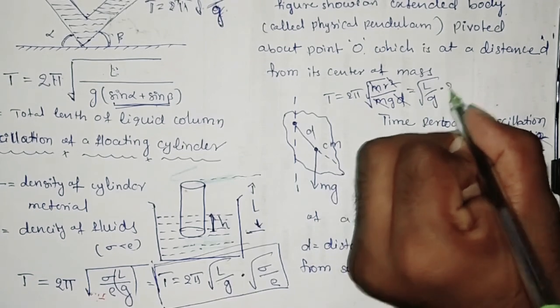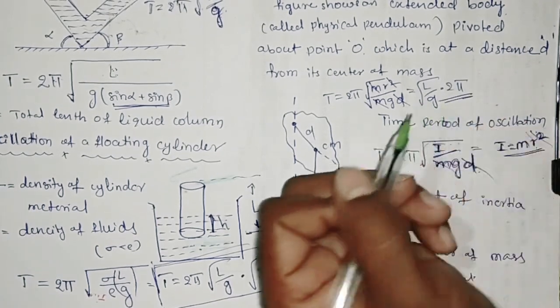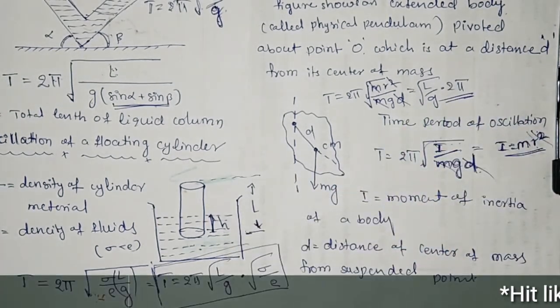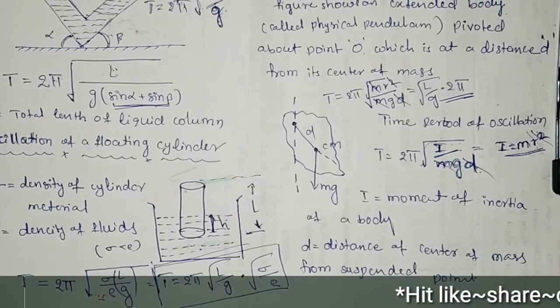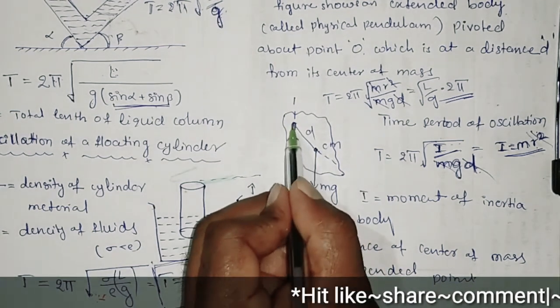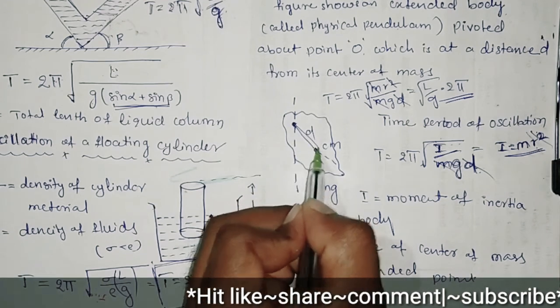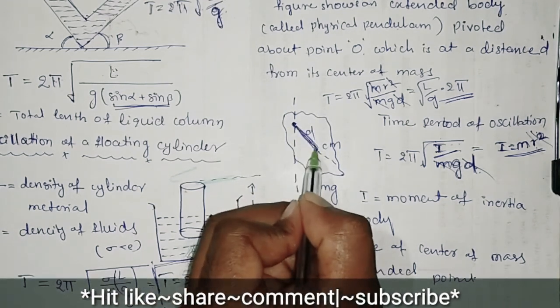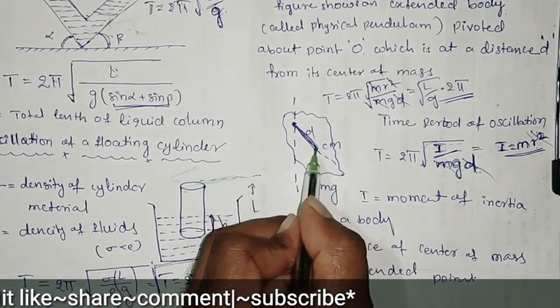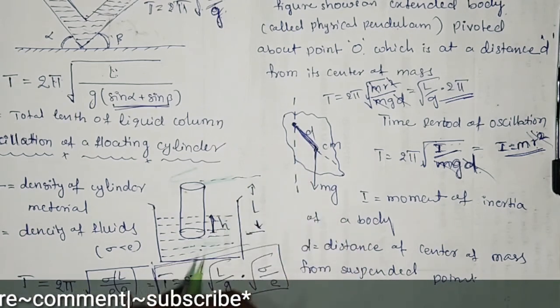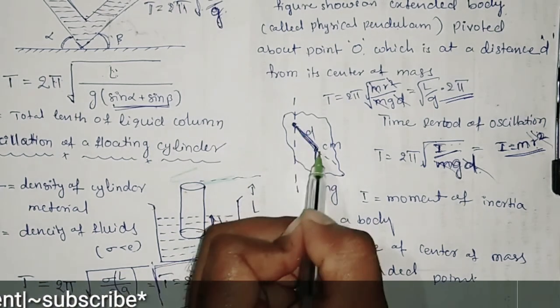This is also like the simple pendulum formula. These are also easy to remember. Now d means the distance from the suspension point to the center of mass, right? d is the distance from the suspended point to the center of mass.